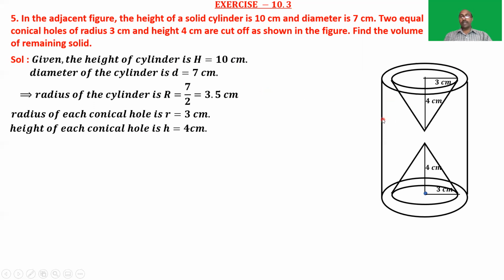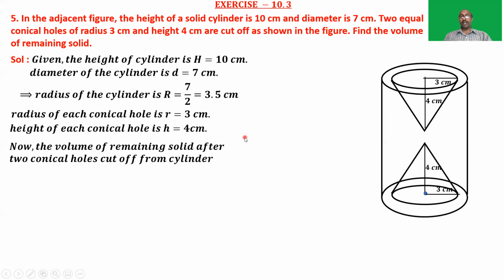And now the volume of remaining solid after two conical holes are cut off from the cylinder is equal to volume of cylinder minus 2 into volume of conical hole. Because here the two conical holes are made on both sides of this cylinder. So the volume of remaining solid is the volume of cylinder minus 2 into volume of conical hole, that is twice the volume of conical hole.